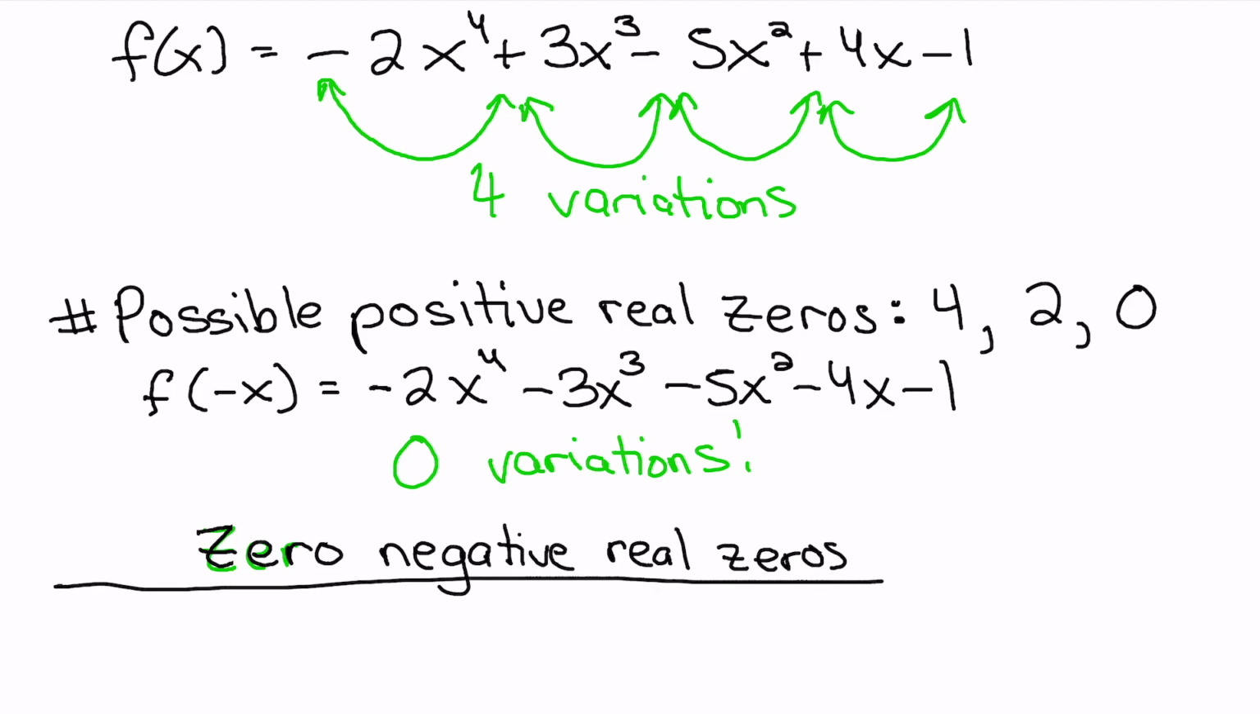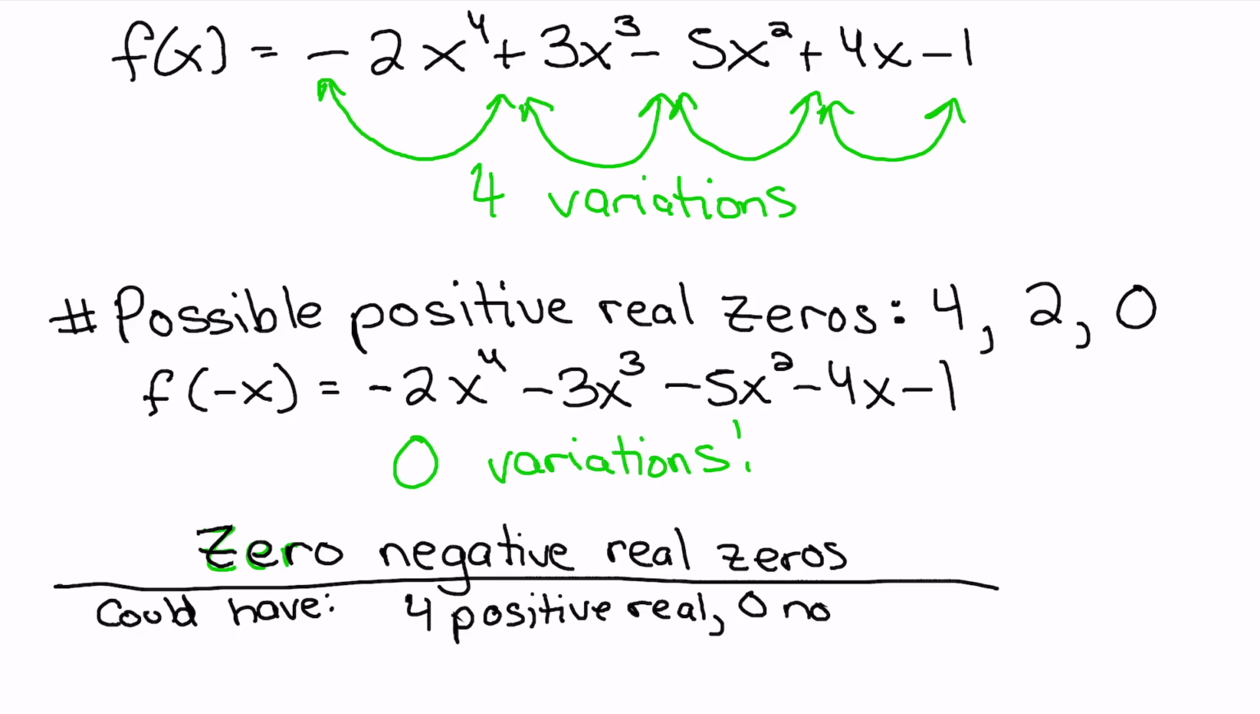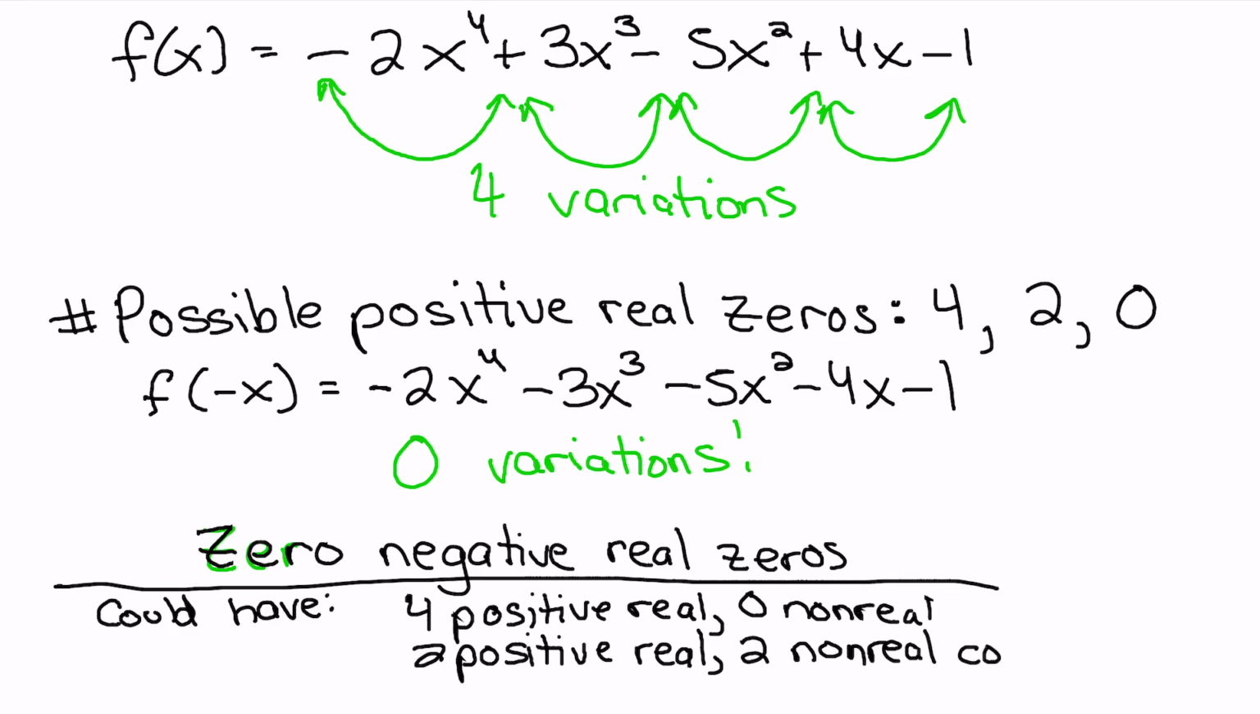So for this scenario, what could you have? You could have 4 positive real with 0 non-real. You could have 2 positive real, 2 non-real complex. Remember, those non-real complex zeros, if you're talking about real coefficients, have to come in conjugate pairs. Or you could have 0 positive real with 4 non-real complex.